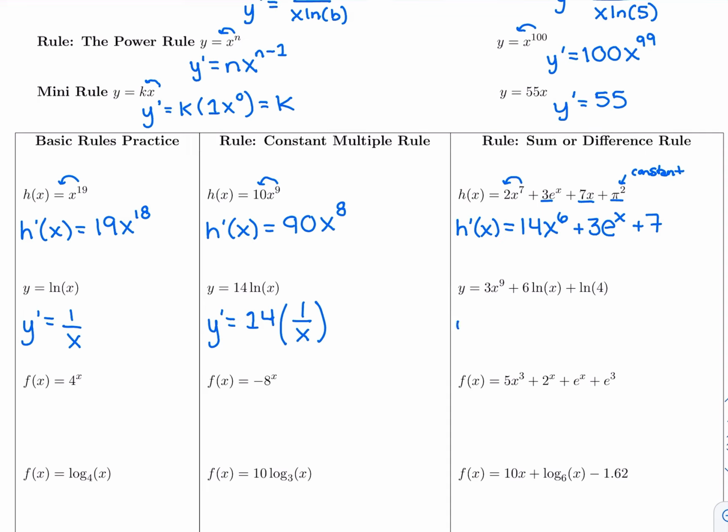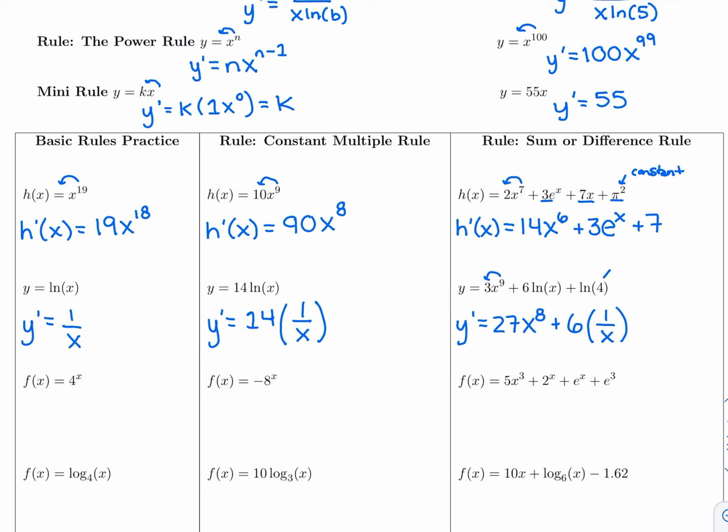We're going to combine that with some adding or subtracting. It doesn't change how we take a derivative. We're going to keep that 3 and take the derivative of x to the 9th. So 3 times 9 is 27. 9 minus 1 is 8. So bring down the power, subtract 1 for the new power. We're going to keep the 6. The derivative of the natural log of x is 1 over x.